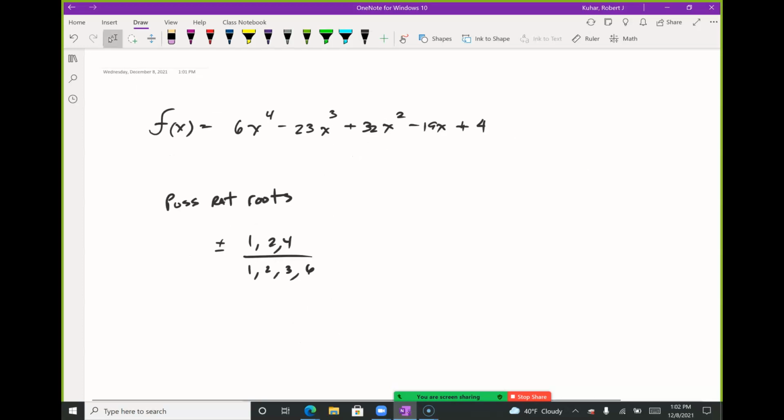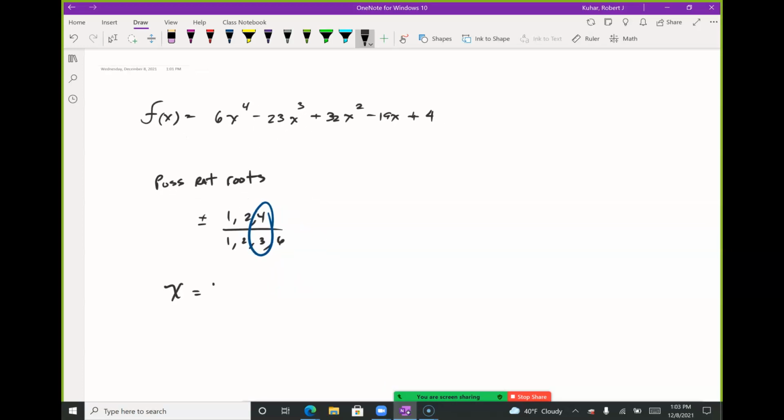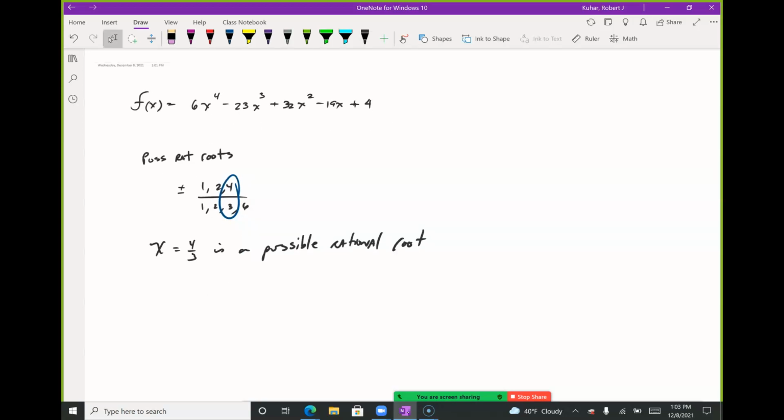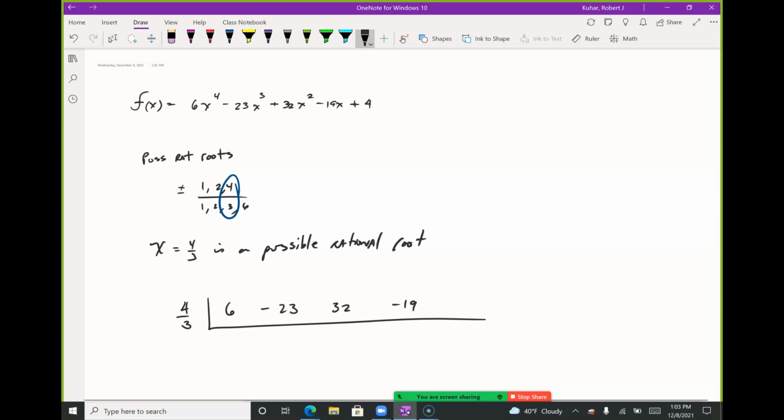Right? So the first one is asking you, is 4/3 in there? Yes. So x equals 4/3 is a possible rational root. How can we find out if it is a root? Well, we certainly could look at the graph, or we can synthetic divide with it. So that's what we're going to do. We're going to take 4/3 and synthetic divide into 6, negative 23, 32, negative 19, and 4.